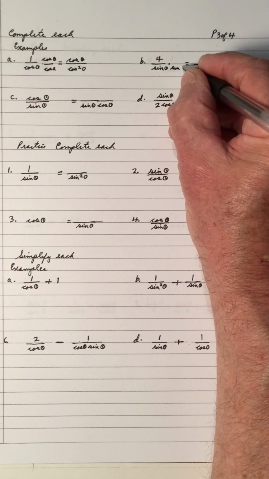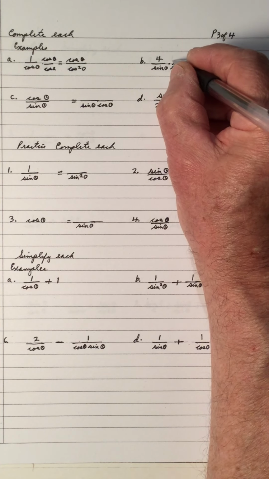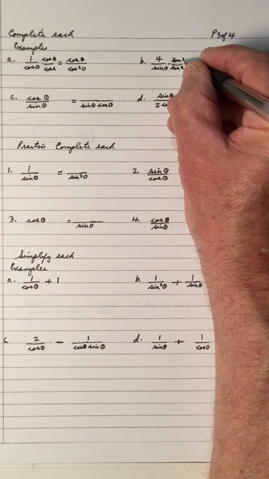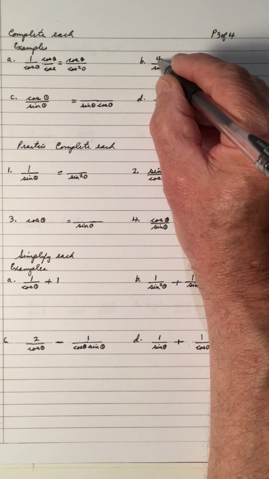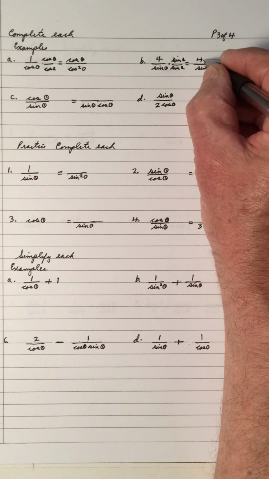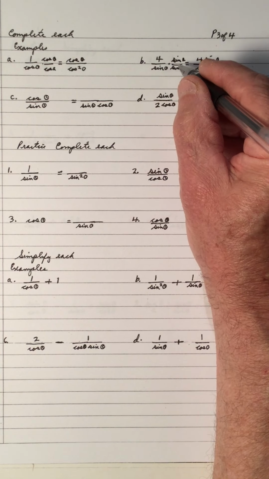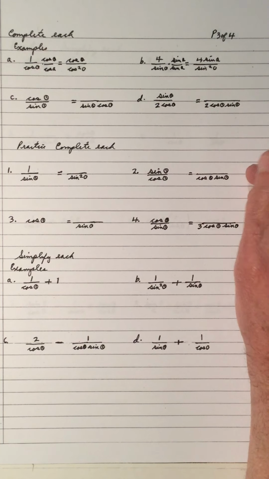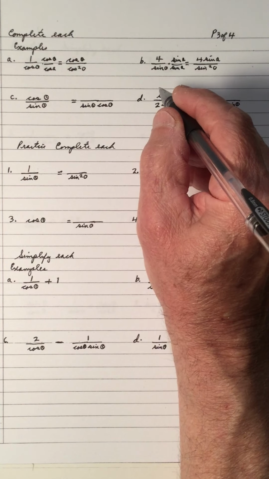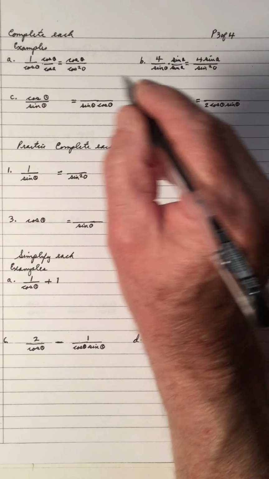I need sine theta. So if I put it on the bottom, I also have to put it in the numerator, make it equivalent. So 4 times sine is 4 sine theta, and sine theta times sine theta is sine squared. Again, we're looking for equivalent fractions.